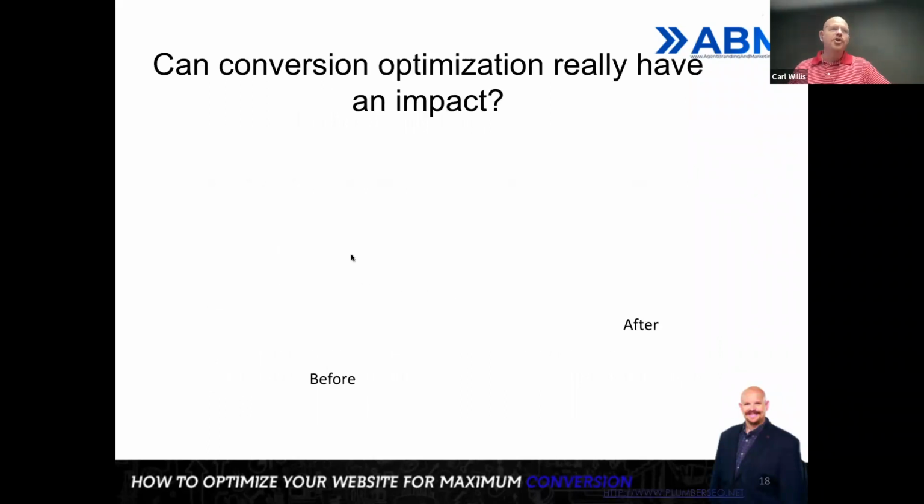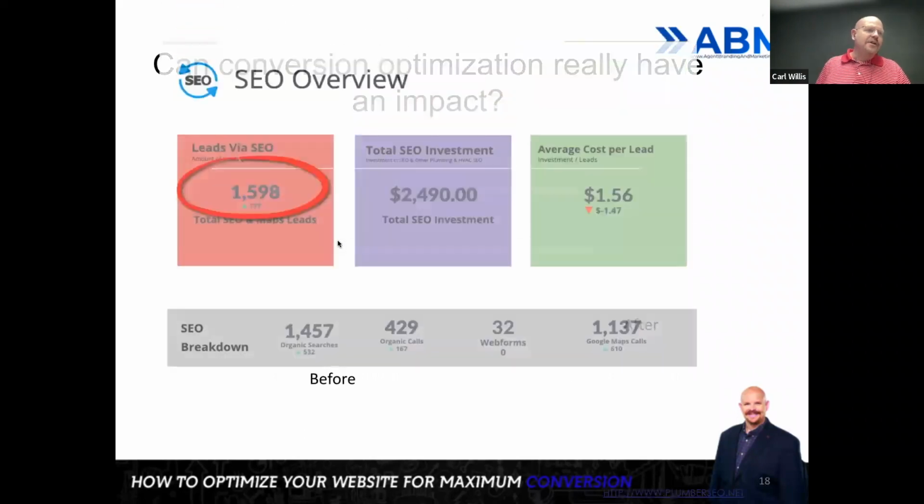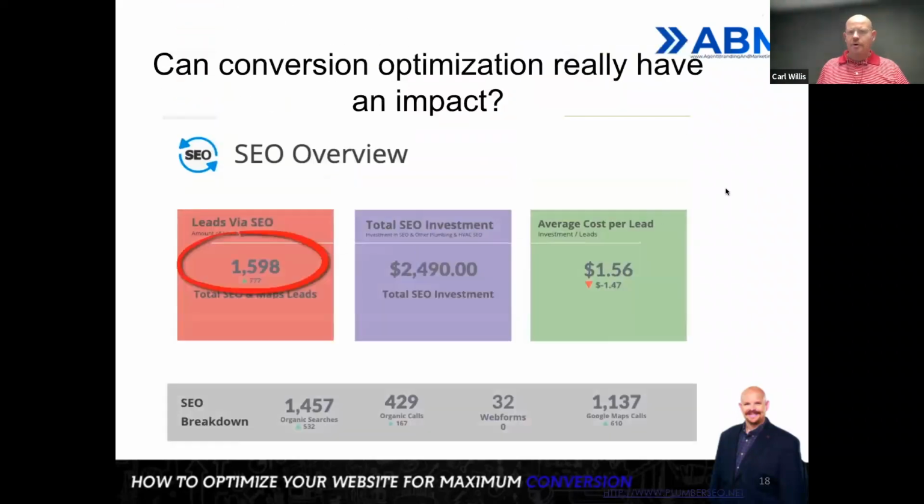Now, can conversion optimization really have an impact on your overall numbers? Well, this is a case study for you. You've got a client here. They spend $2,490 a month for SEO services. They are generating 1,598 leads per month from SEO, all coming from their website and their Google business profile. So they're paying $1.56 per lead based on those numbers.